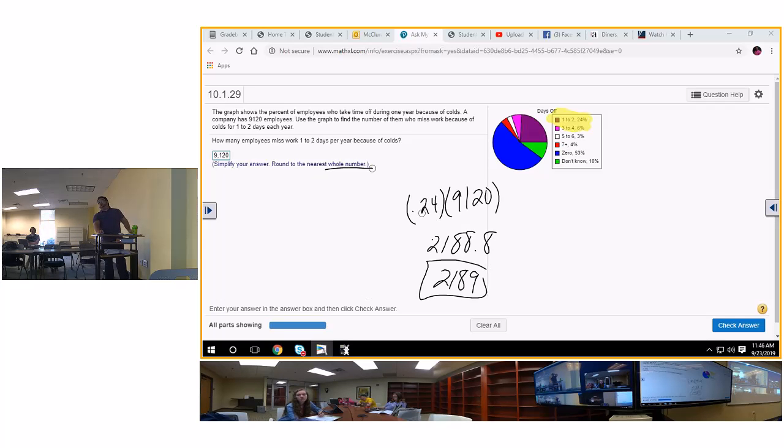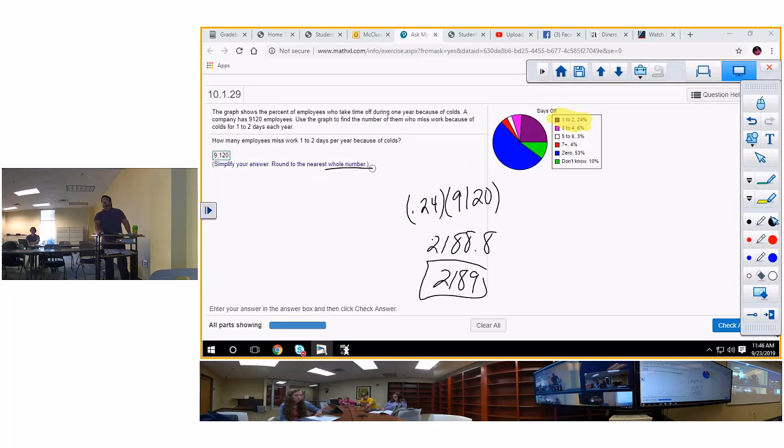And again, when you change a percent to a decimal, you just move it 2 places to the what? Left. If there's nothing there, you have to put a 0. So 4% would be 0.04. So you have to remember that.